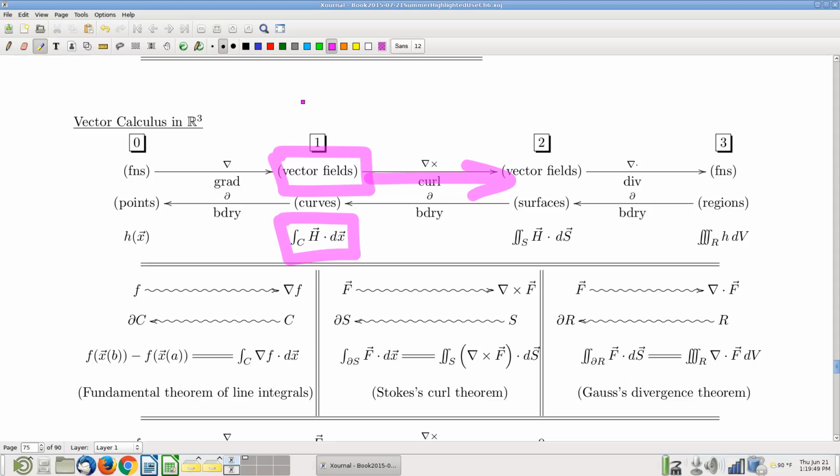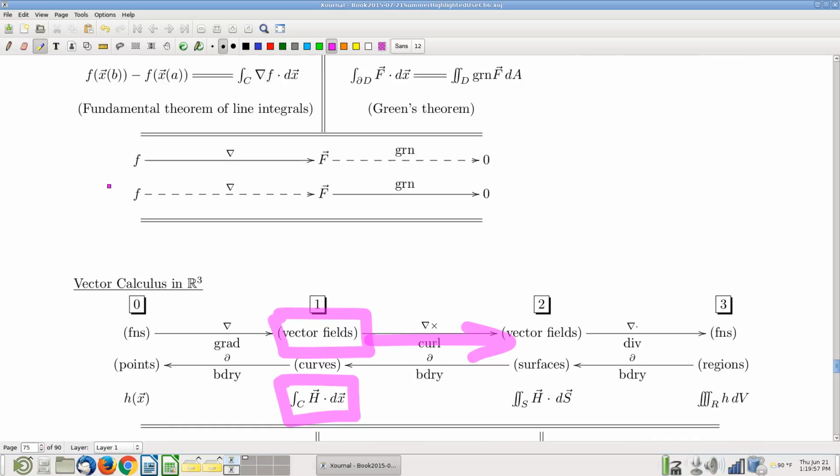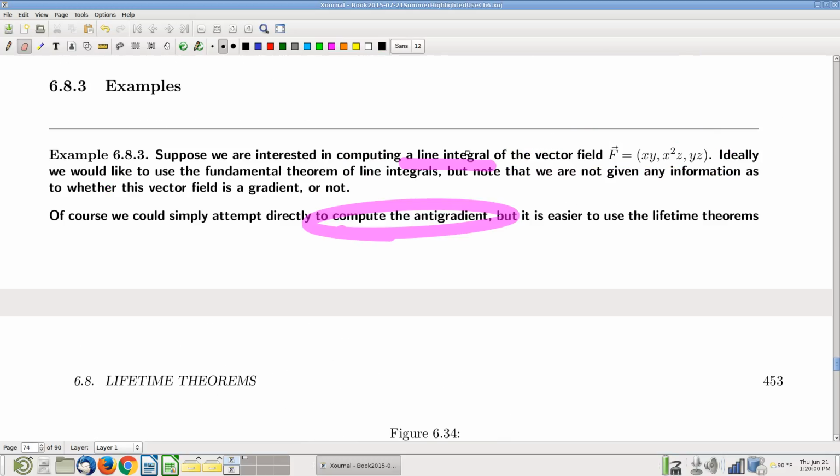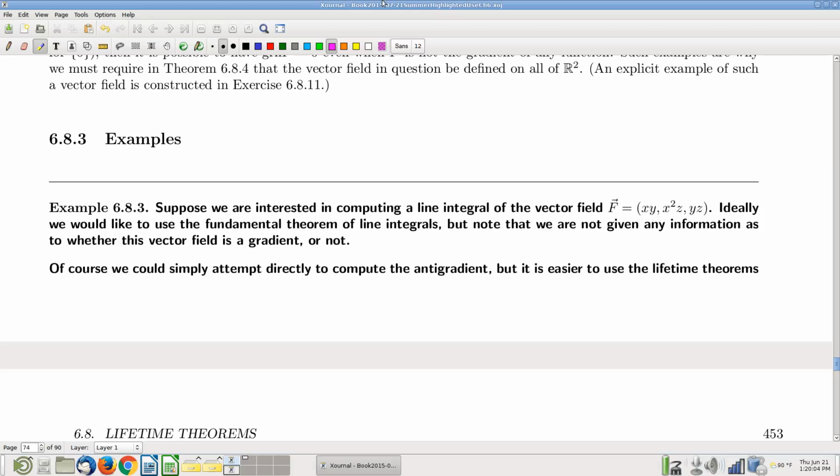If you do, then whether you get 0 or not 0 over here tells you if there is or is not an antigradient over there. All right. So that being said, let's look at this vector field. Let's compute the curl of this vector field.